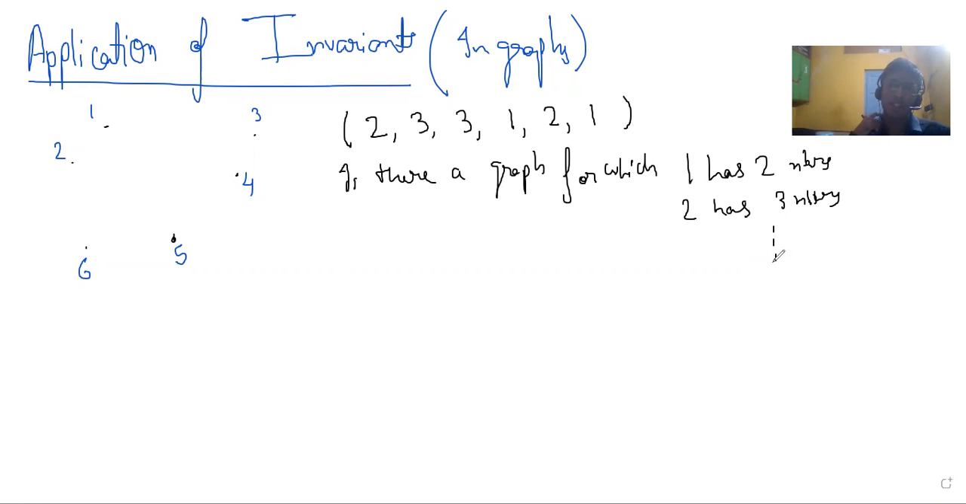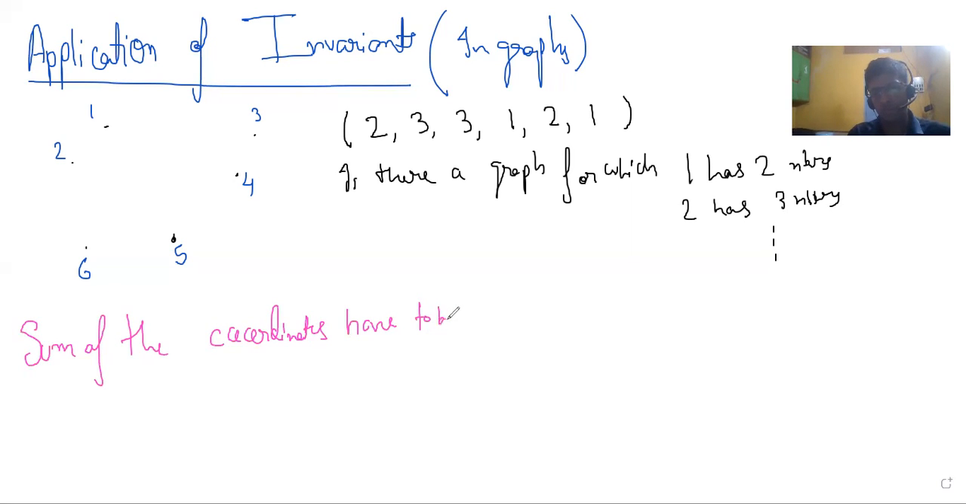Yes, the sum of all these things should be even. Does everybody agree with that? Adish, do you agree with that? If you have not done graphs, the sum of the coordinates, the total number of relationships, you could say. Yes, the sum of the coordinates has to be even. This is a necessary condition. If this has to be the graphic sequence of some graph, the sum has to be even.